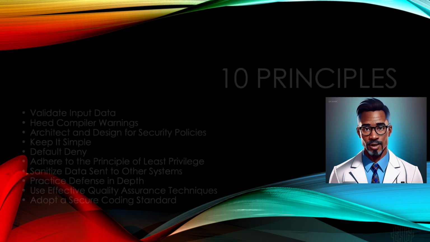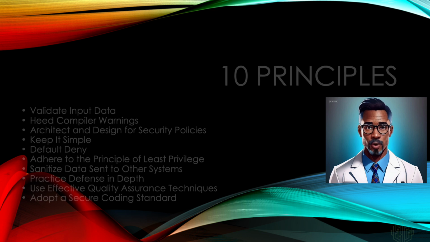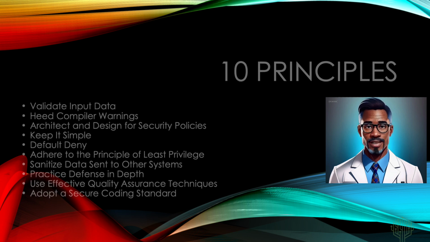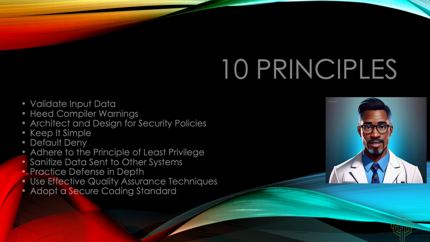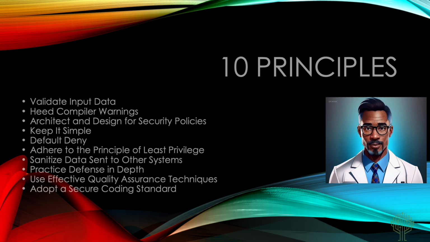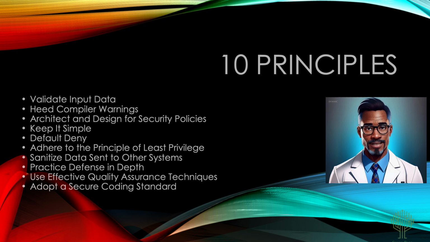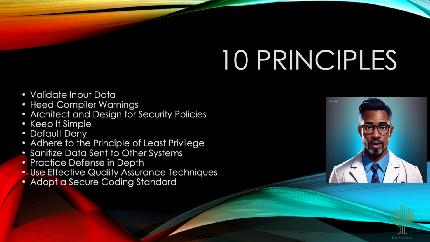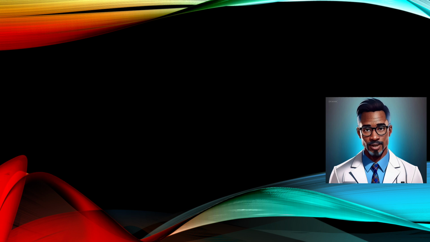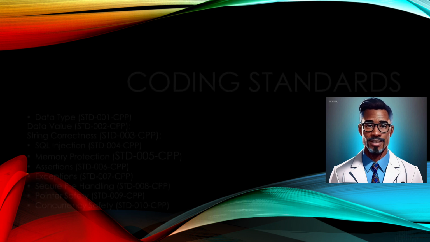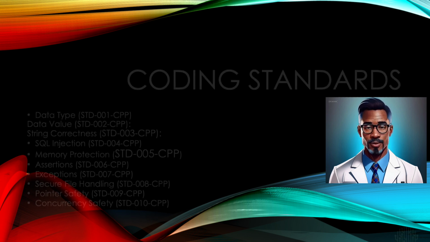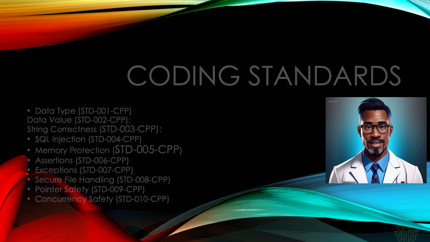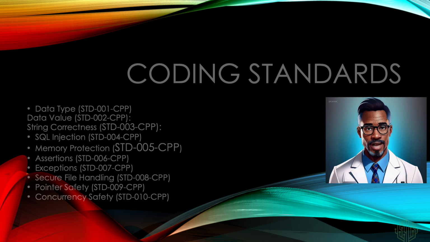Slide number 9, 10 security principles. These are our 10 core principles, from validating inputs and least privilege to using secure coding standards. Our 10 core principles guide secure development. Validate input data, heed compiler warnings, keep it simple, and apply least privilege are key. Every principle is linked to one or more coding standards that ensure these ideals are followed throughout our code base. They help align development with industry best practices. Each principle is backed by one or more coding standards to ensure proper implementation.